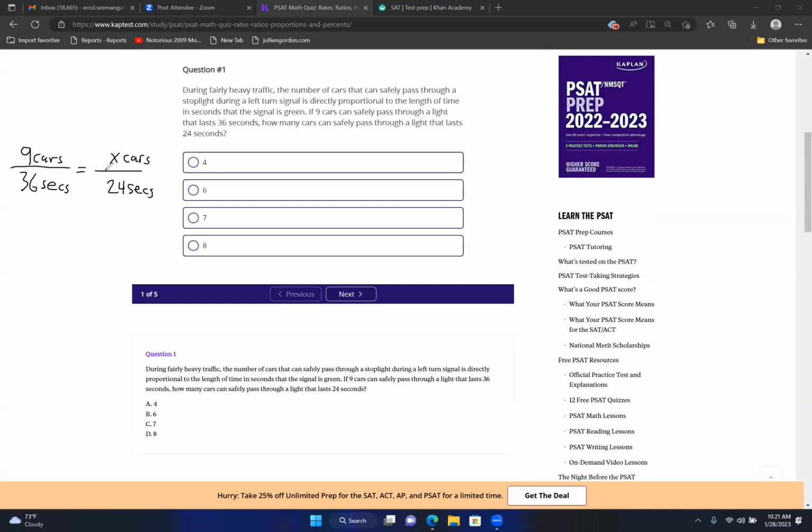So just cross multiply there. These two times each other equal these two times each other. So 36X equals, what's 9 times 24? 216. And then divide that by 36. 6. Okay, so that one's 6. That one's easy.